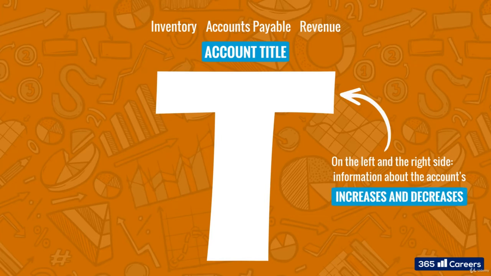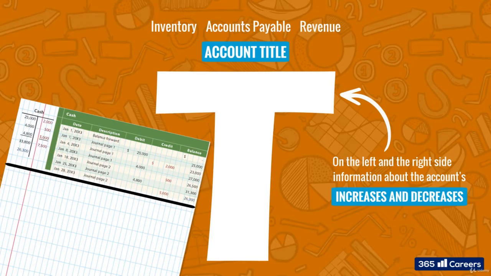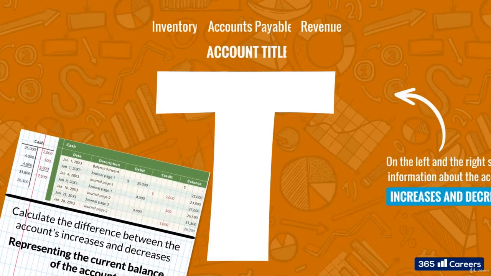Contained on the left and right sides of the letter T will be the information about the account's increases and decreases. T accounts are helpful for a number of reasons, but mostly for the fact that they allow us to visualize transactions in an easier way. When we draw a line below the registered entries in a T account, we are able to calculate the difference between the account's increases and decreases, which represents the current balance of the account.